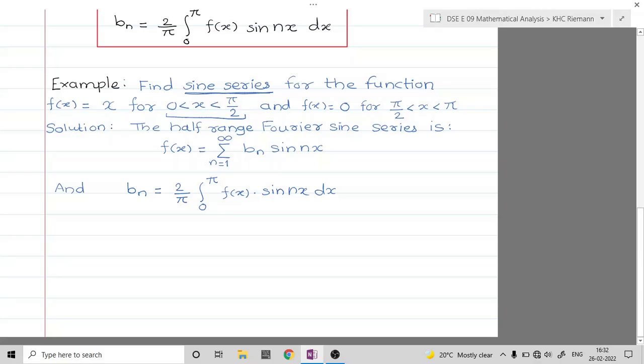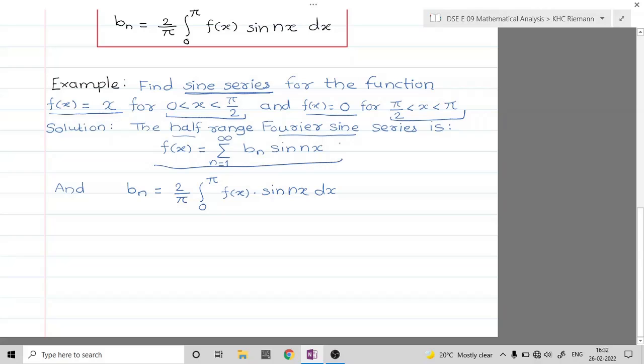In 0 to pi by 2, when x takes value 0 to pi by 2, f of x is defined to be x. And when x lies between pi by 2 to pi, second part, function is defined to be 0. Now, we are asked to find half range Fourier sine series. We know that half range Fourier sine series is this.